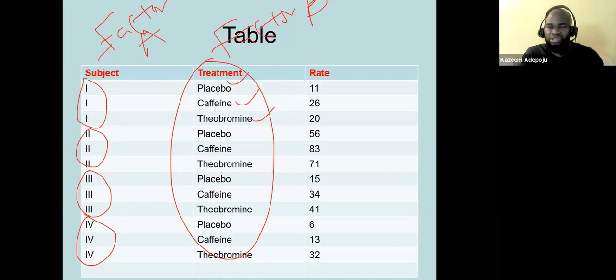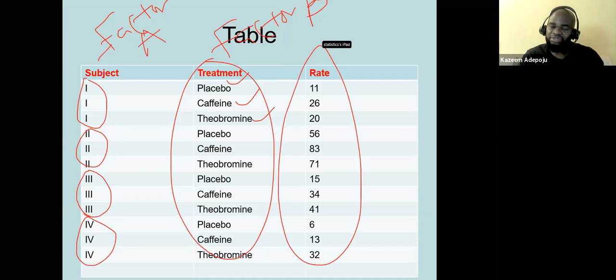In this situation, the number of levels of one factor is not the same as the number of levels of the other. What I have right here is the response. This is what I call a two-way analysis of variance data layout. Take a look at that.